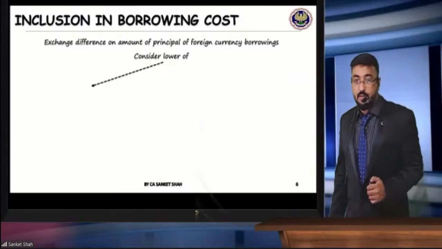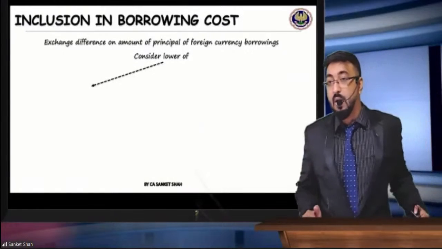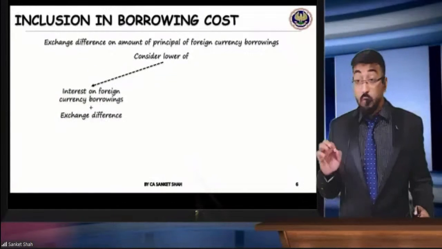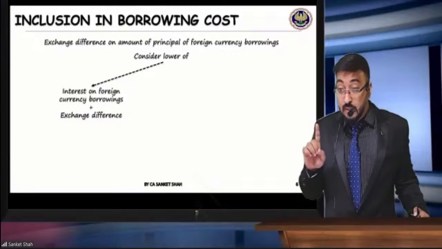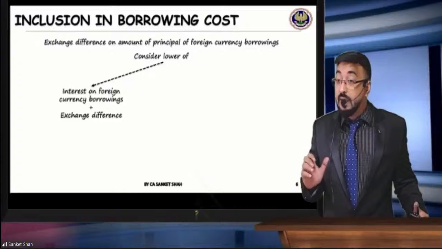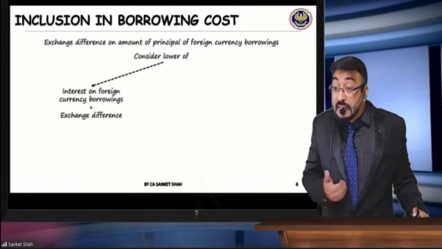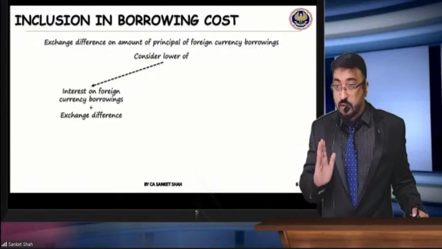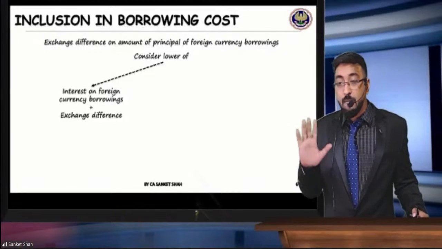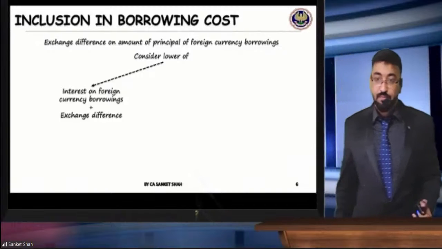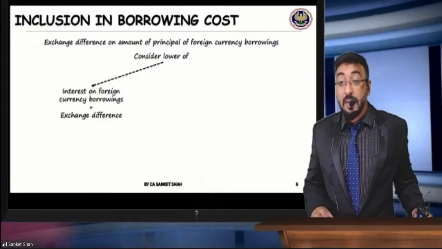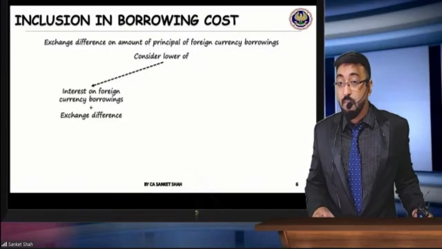Exchange difference on amount of principal of foreign currency borrowings. Write down now, this is very important. Please concentrate now, because this concept is not very easy to understand. So focus on the concept. Exchange difference, and you may get a 5 marks question on this concept. Exchange difference and amount of principal of foreign currency borrowings.